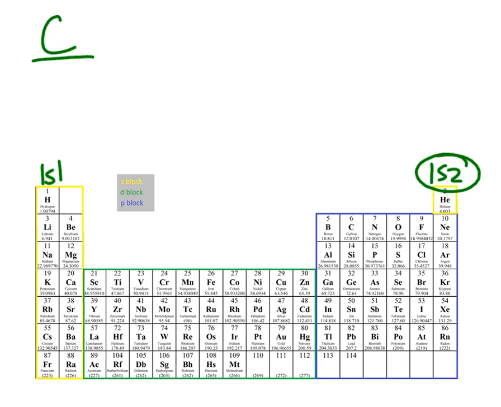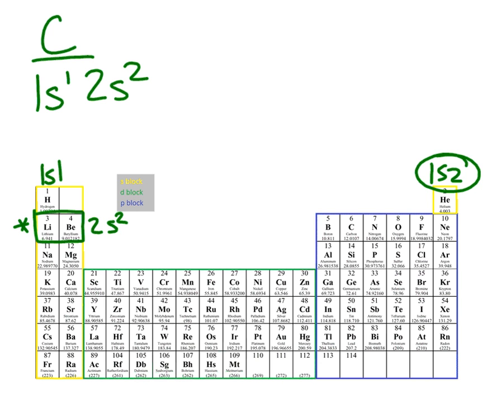So the electron configuration for carbon would start out as 1s2, and then you see right here, this is my second period. Once I go from helium, I go over to lithium over here. Now this right here is the 2s block, or the 2s orbital. And since I have one electron, two electrons, that's 2s2.